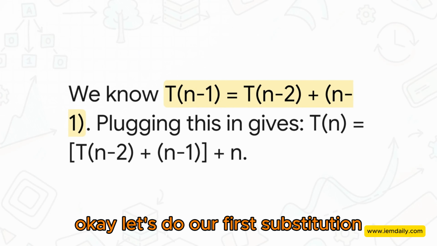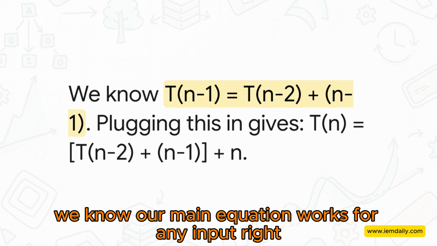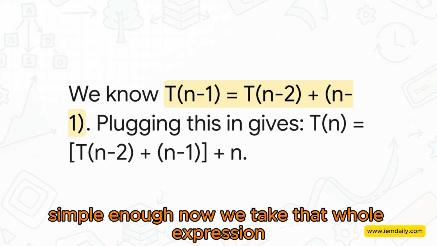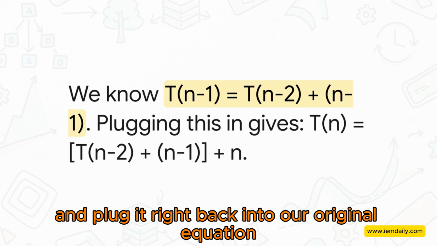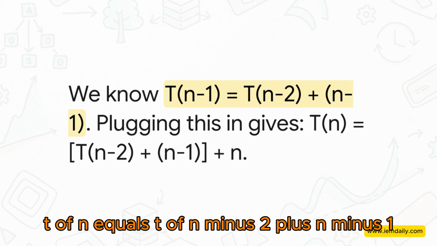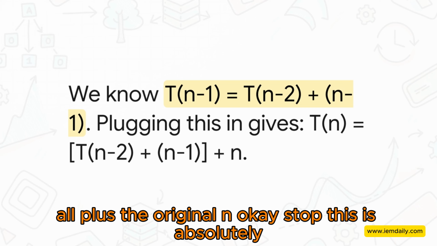Okay, let's do our first substitution. We know our main equation works for any input, right? So what's the formula for T of n minus 1? Well, it's just T of n minus 2 plus n minus 1. Simple enough. Now, we take that whole expression and plug it right back into our original equation where T of n minus 1 used to be. And that leaves us with this. T of n equals T of n minus 2 plus n minus 1, all plus the original n.